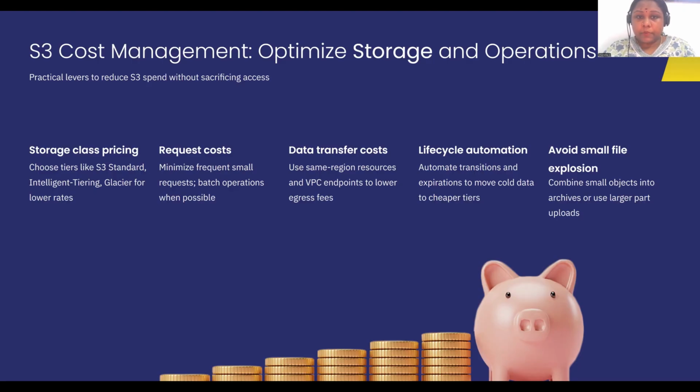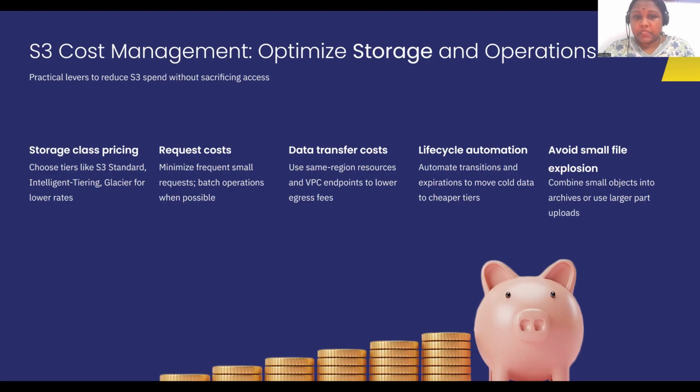Next are request costs. S3 charges for operations like put, get, and list. Frequent small requests can quietly increase your bill, so it's best to batch operations whenever possible. The third factor is data transfer cost. To reduce egress cost, keep compute and storage in the same AWS region. Using VPC endpoints instead of public internet access also helps lower data transfer cost.